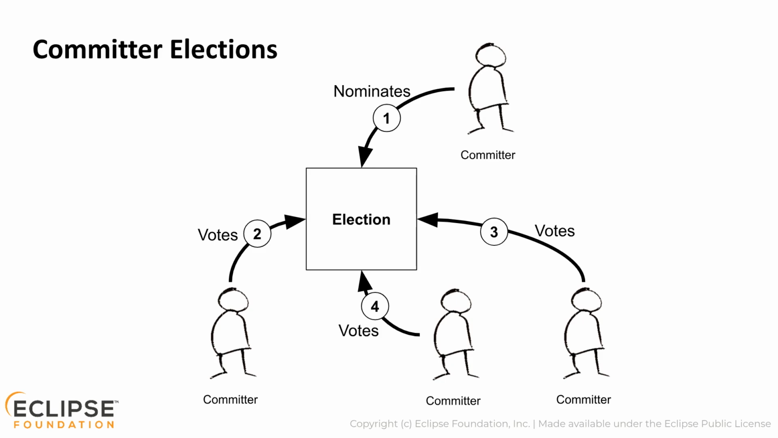The open process provides a means by which community members can build their reputation and gain the trust of the development team. Transparent elections are the means by which you can grow your project team. We discuss this in the Committer Elections module.